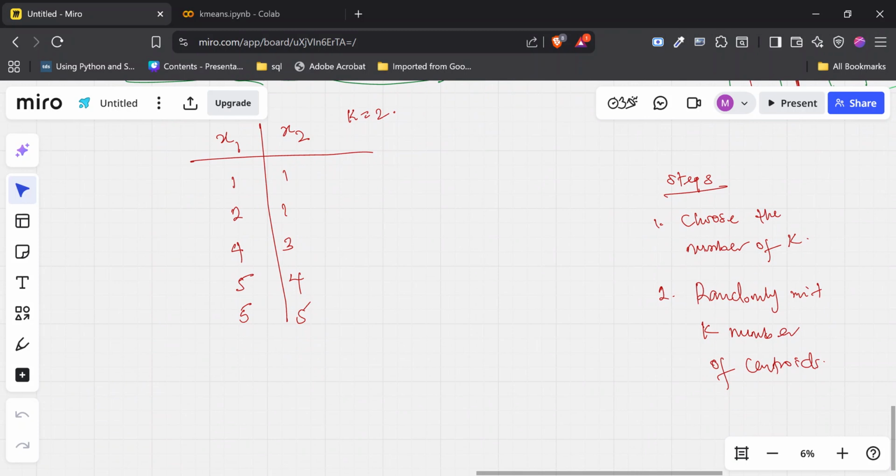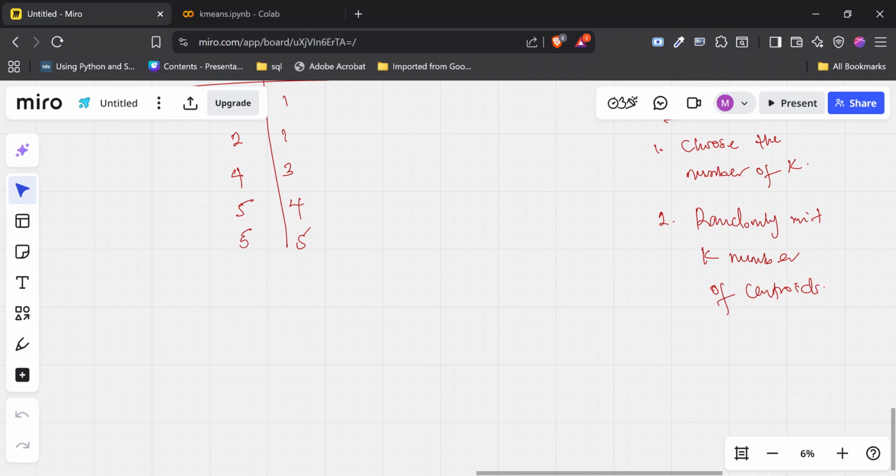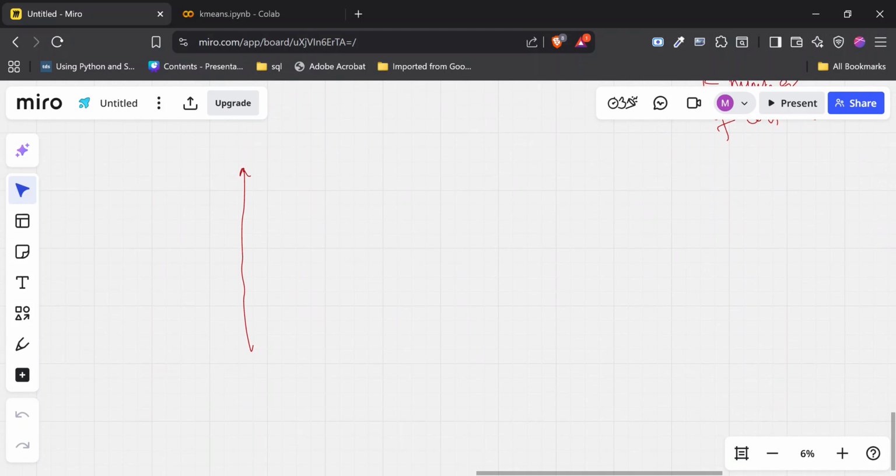Let's actually draw a chart of this. Let's say we have something like this and like this also.